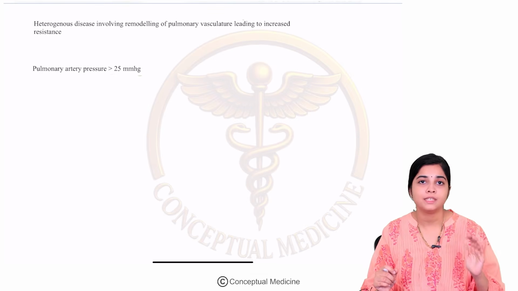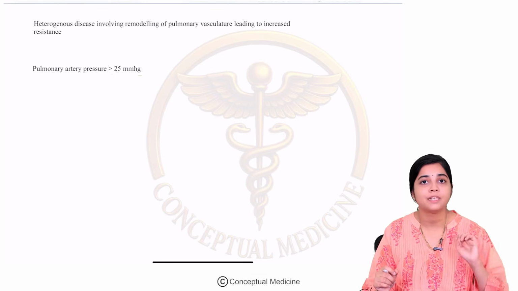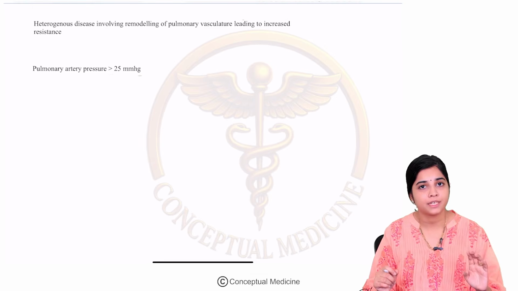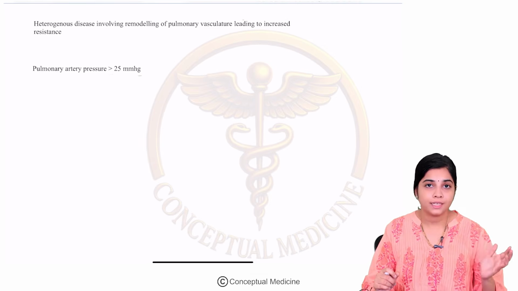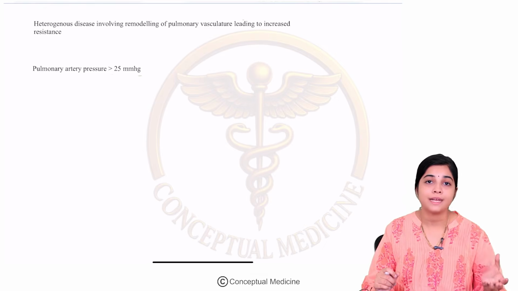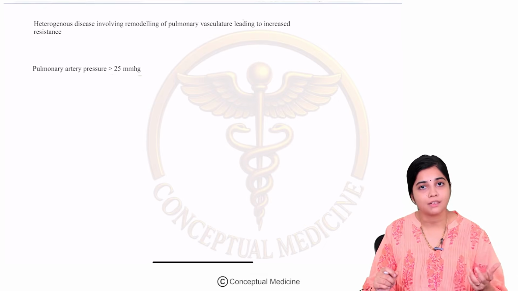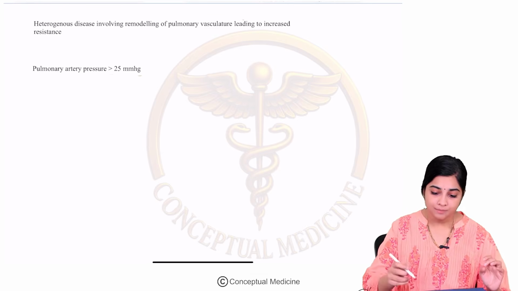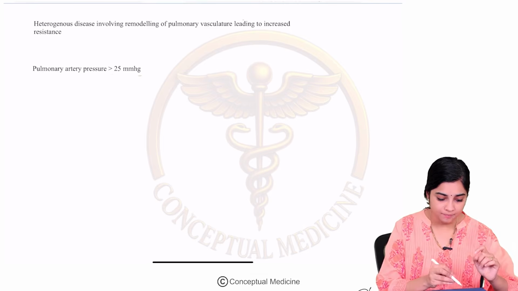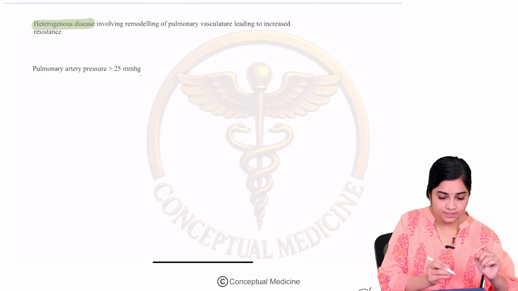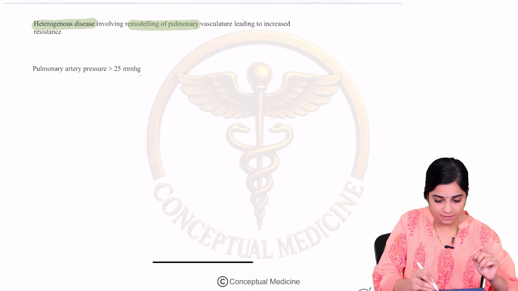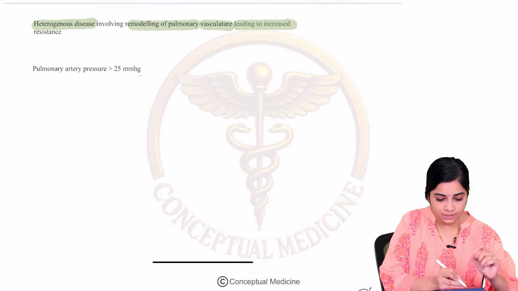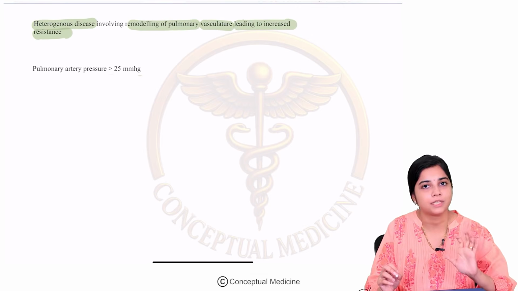Similarly, whenever there is an increased resistance in the pulmonary vasculature, which includes the pulmonary artery and the pulmonary veins, there can be an overload in the right side of the heart, predominantly the RV and the RA, and this is what we call pulmonary hypertension. As per definition, it is a heterogeneous disease involving remodeling of the pulmonary vasculature, which leads to increased resistance within the pulmonary vessels.